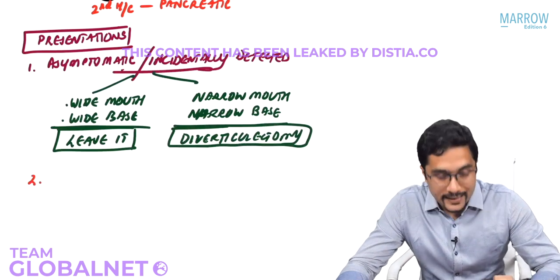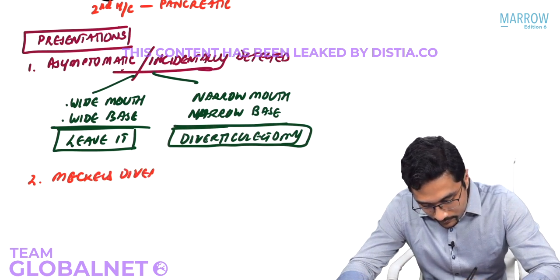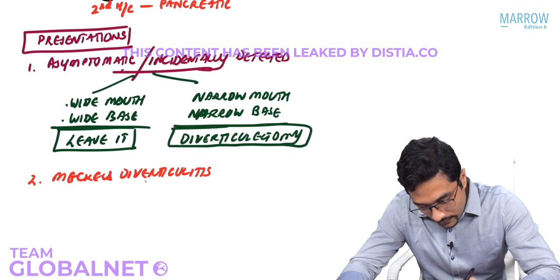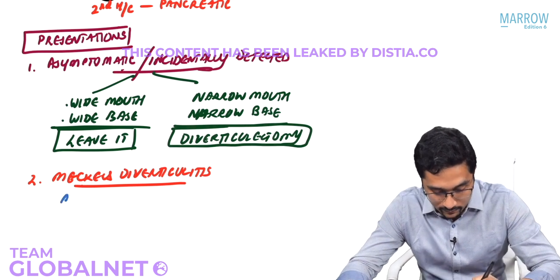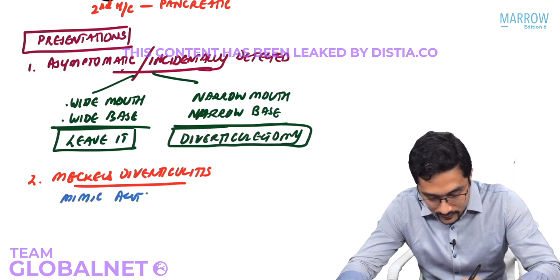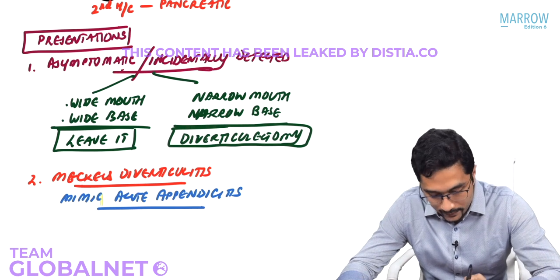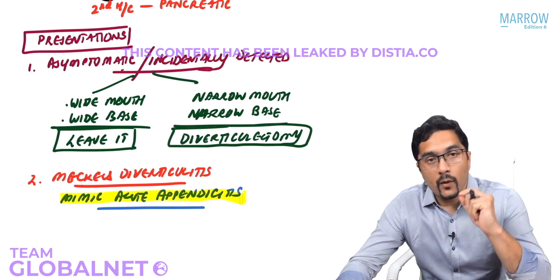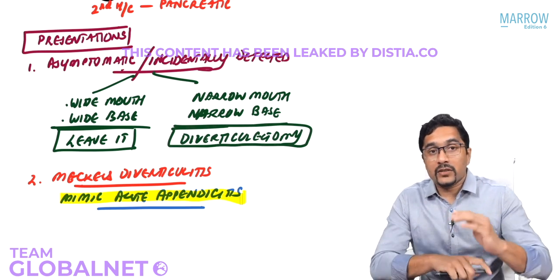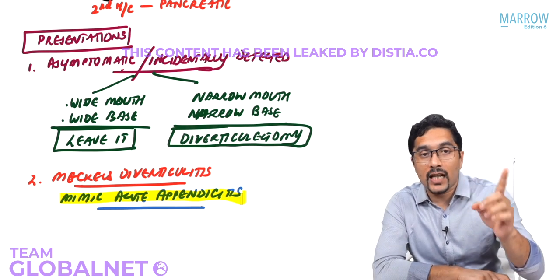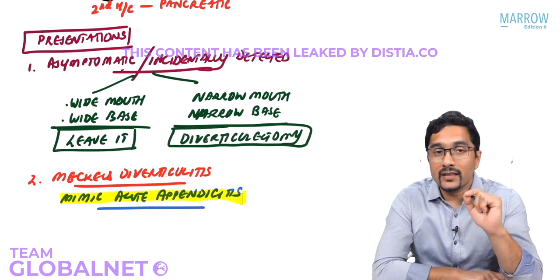Okay. The second presentation is Meckel's diverticulitis. That means the Meckel's undergoes inflammation, right? It is inflamed. And if you remember the module on appendix, I've told you it can mimic acute appendicitis. And repeatedly, I have told you that if you get a patient of acute appendicitis, where you open up the abdomen and you see a normal appendix, all of us have gone through this, right? Then you should search the last 2 feet of ileum to look for a Meckel's diverticulitis.